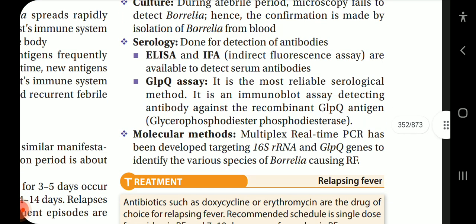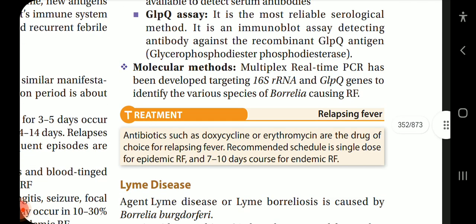Serology. For detection of antibodies, ELISA and IFA, indirect fluorescence assay, are available to detect serum antibodies. GlpQ assay is the most reliable serological method. It is an immunoblot assay detecting antibody against the recombinant GlpQ antigen, glycerophosphodiester phosphodiesterase.